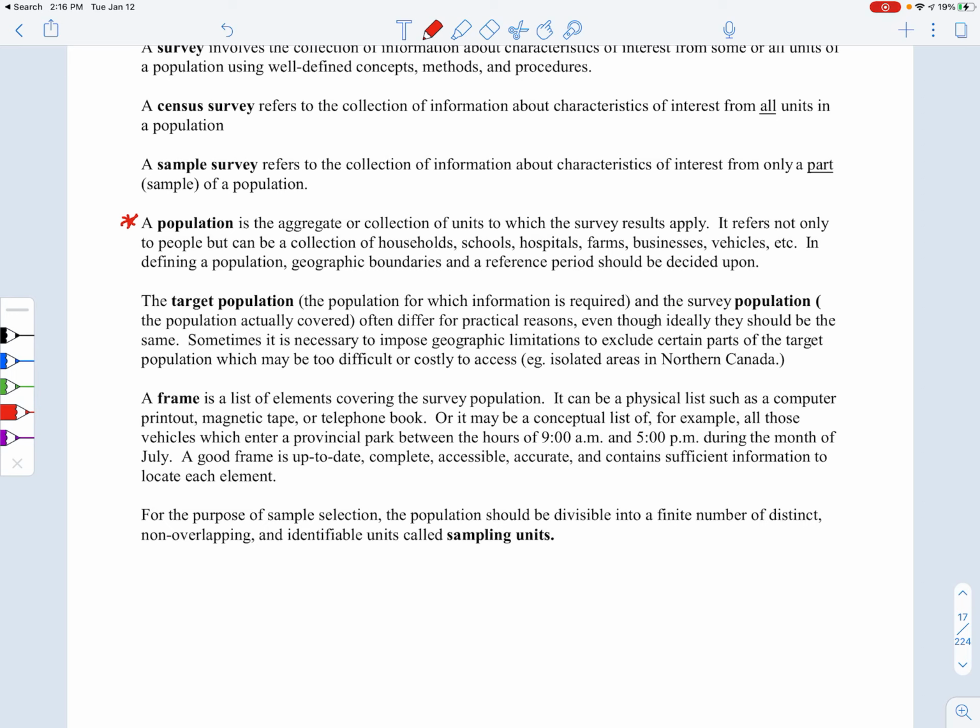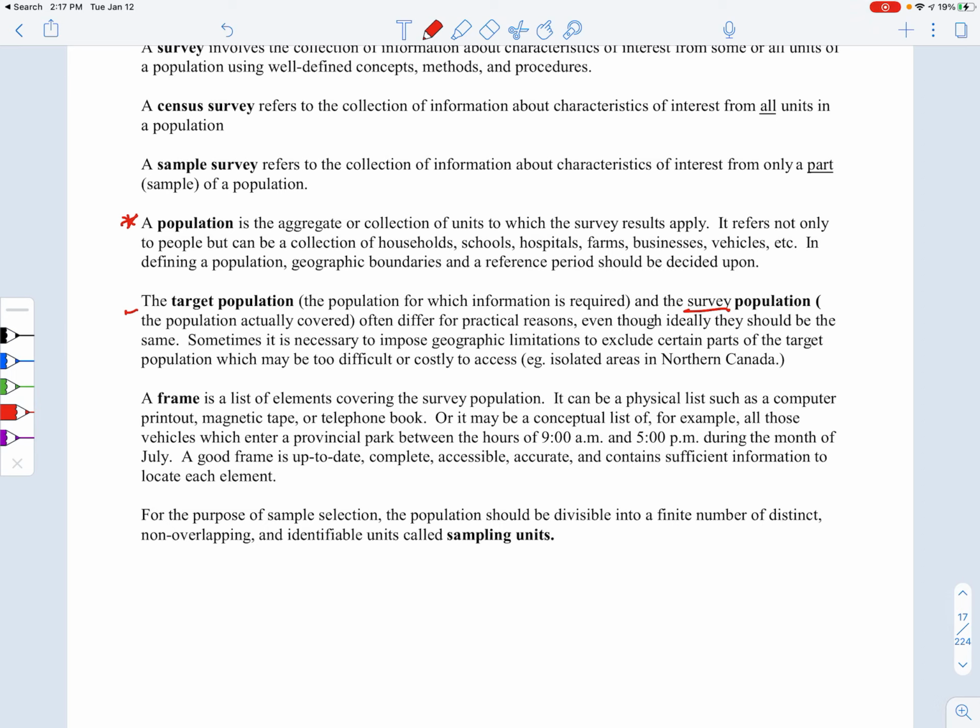The target population is the population for which the information is required. And so, again, we might be looking at surveying Canadian adults. But the survey population then is the population which is actually covered. And so hopefully they're the same, but there may be some differences. And so as I mentioned above here, Stats Canada doesn't get everybody, every adult in their census count.